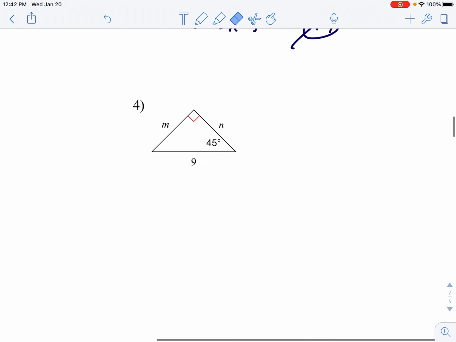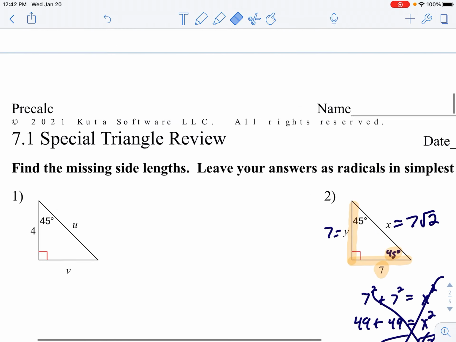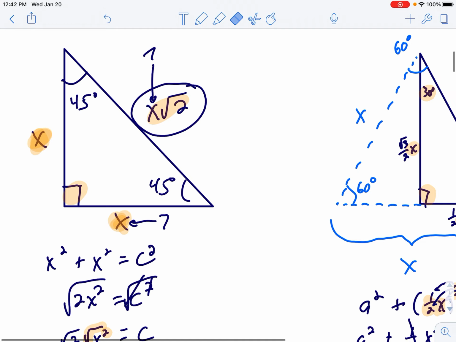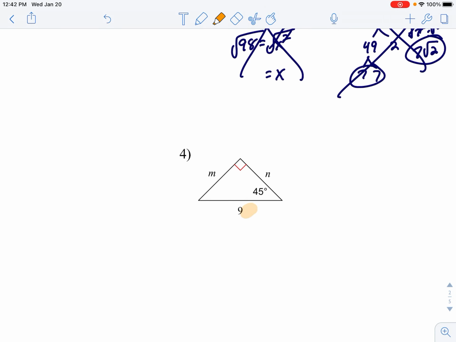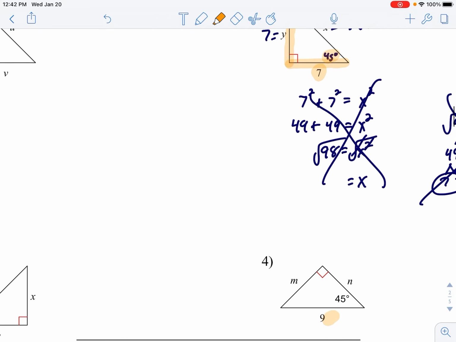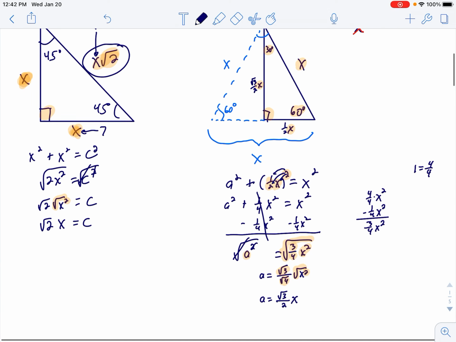All right, number 4. Now, number 4 is going to be a little trickier. So if you notice in the pattern, the hypotenuse is supposed to have a radical 2 next to it. And this 9 does not have a radical 2 next to it. So what the heck is up with that? Well, that actually brings us to a slightly alternative version of the 45, 45, 90 triangle. So let me add this to your notes.